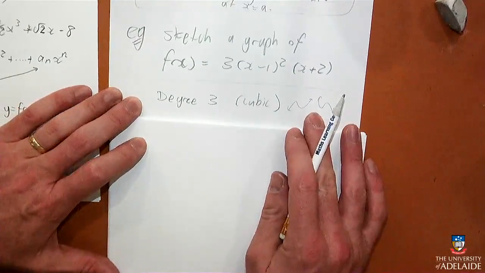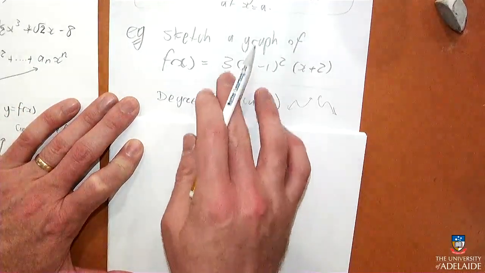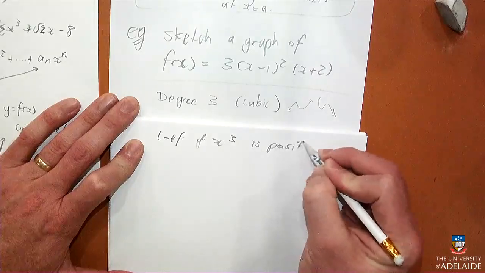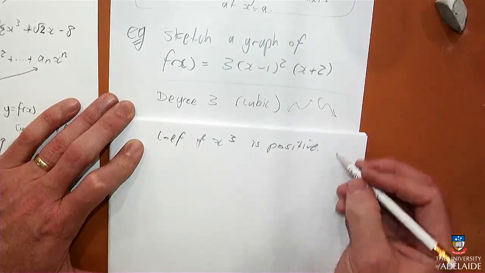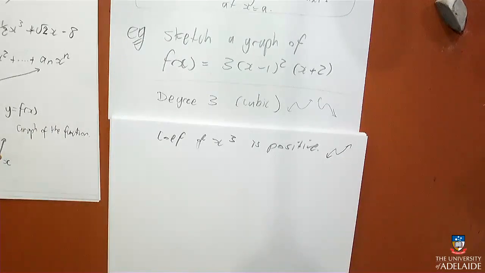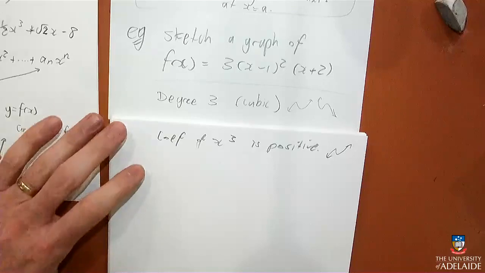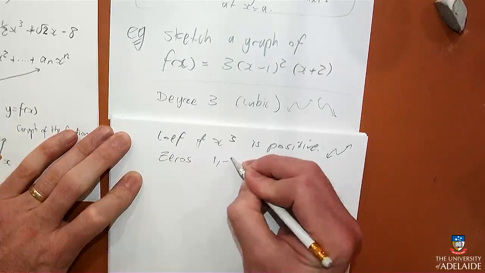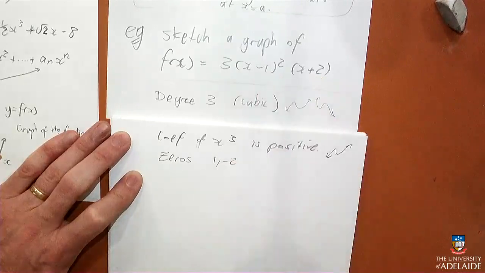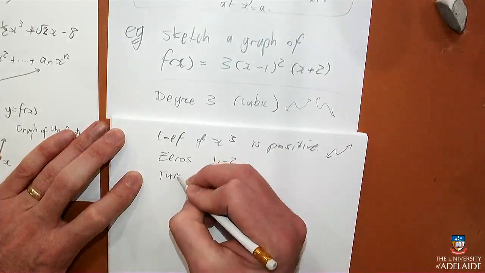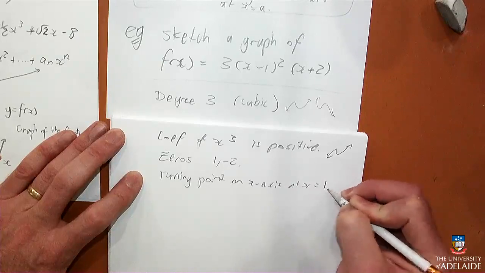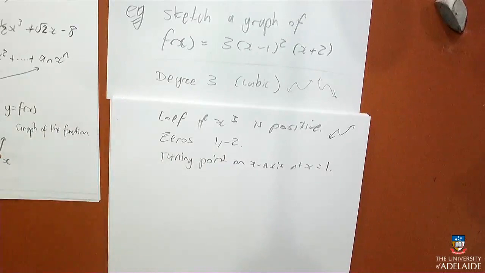Okay, so it's a degree 3, which means we know what shape it is. We know the coefficient of the highest power is positive. Which means it's actually this way, because the right hand end will be pointing up. And we also know the zeros are 1 and negative 2, because this factor has a minus 1, so it's plus 1. This factor has a plus 2, so it's minus 2. And we also know it has a turning point on the x-axis at x equals 1. And that's enough information to get a rough idea of what the graph should look like.